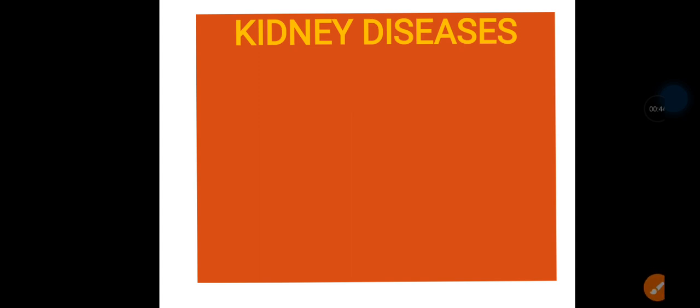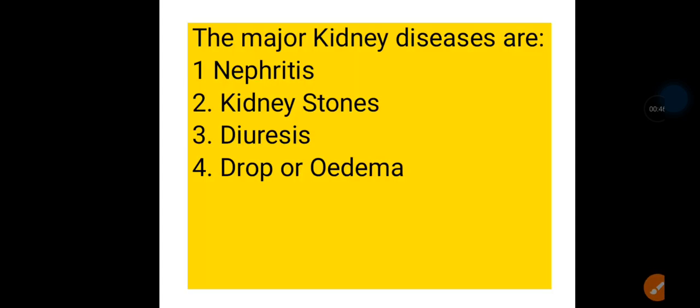And so here are the diseases of the kidney. Major diseases. Number one, nephritis. Number two, kidney stone. Three, diuresis. Then four, oedema, also known as dropsy. Nephritis, kidney stone, diuresis, or oedema, also known as dropsy. These are kidney diseases. So let's look at them one after the other.